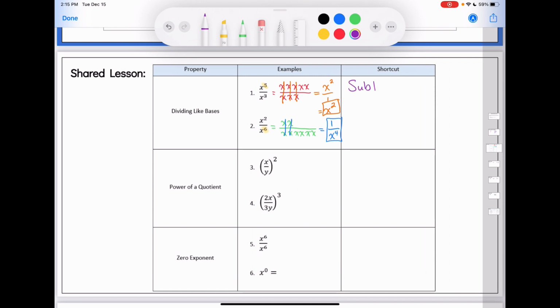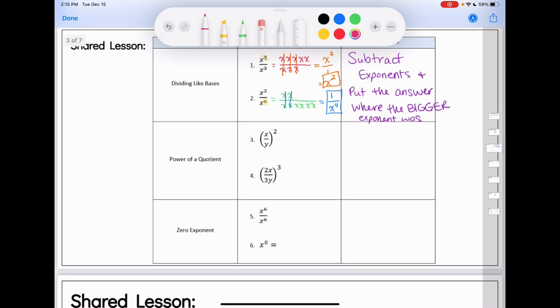That's the tricky part about dividing like bases when I'm subtracting the exponents. So I subtract exponents and put the answer where the bigger exponent was, right? Now, when I say subtract the exponents, that really means I'm always doing the bigger minus the smaller.